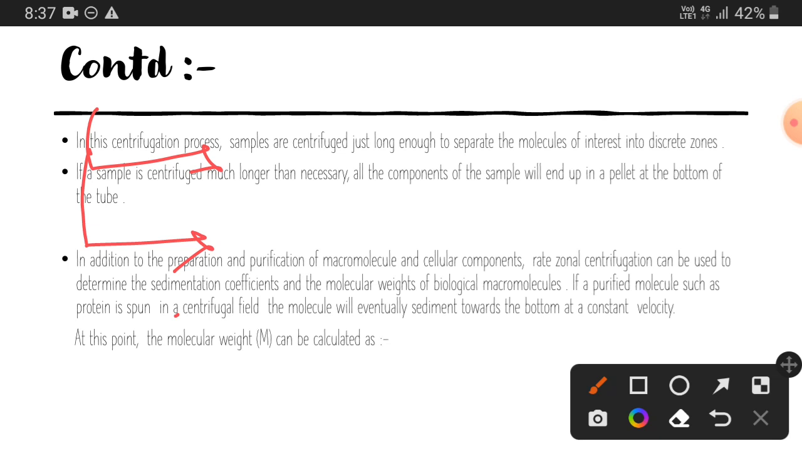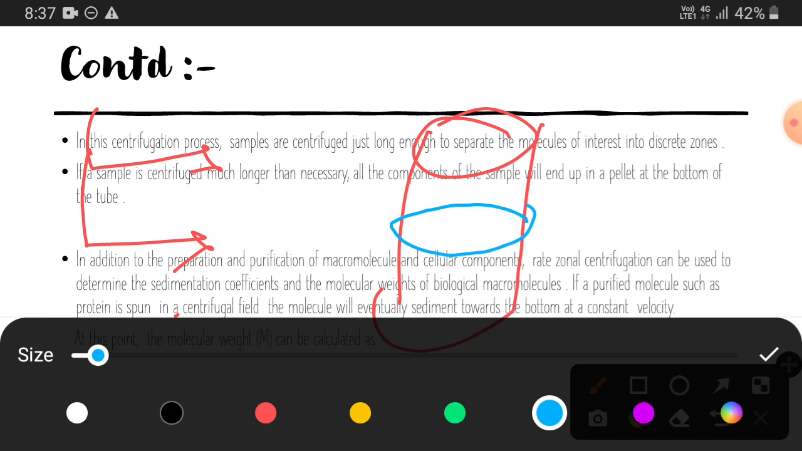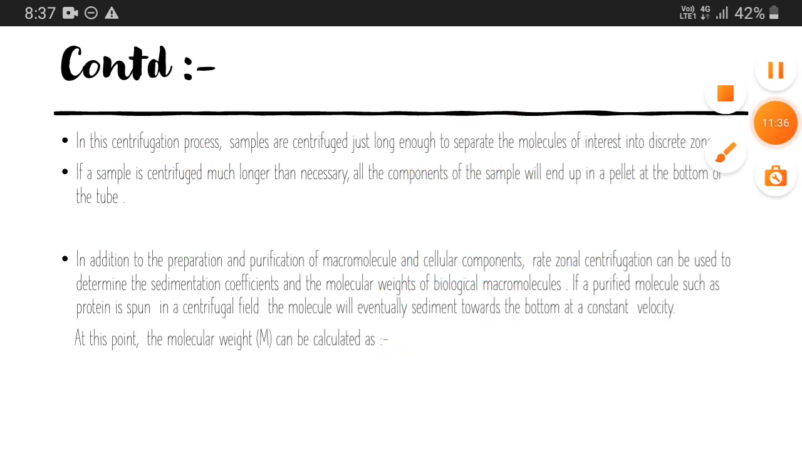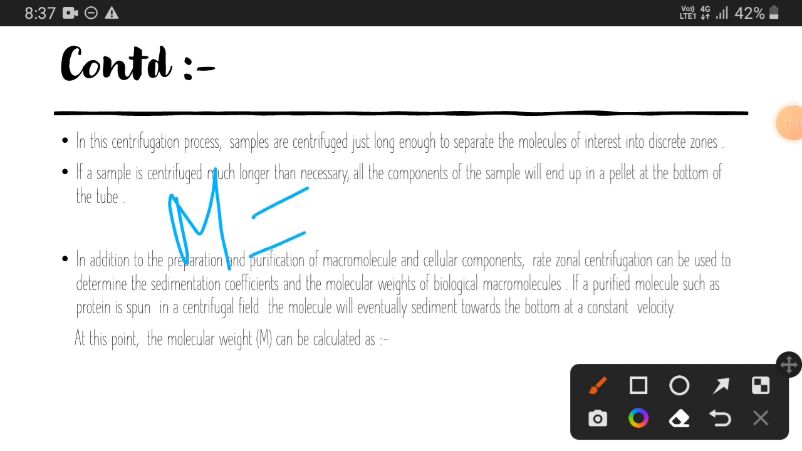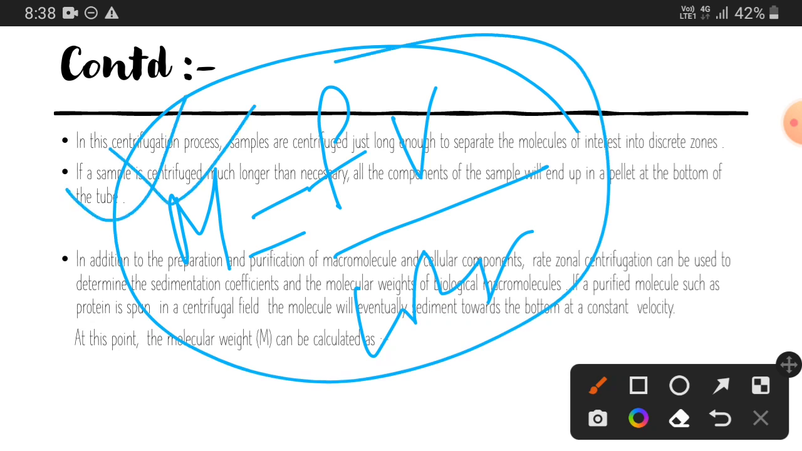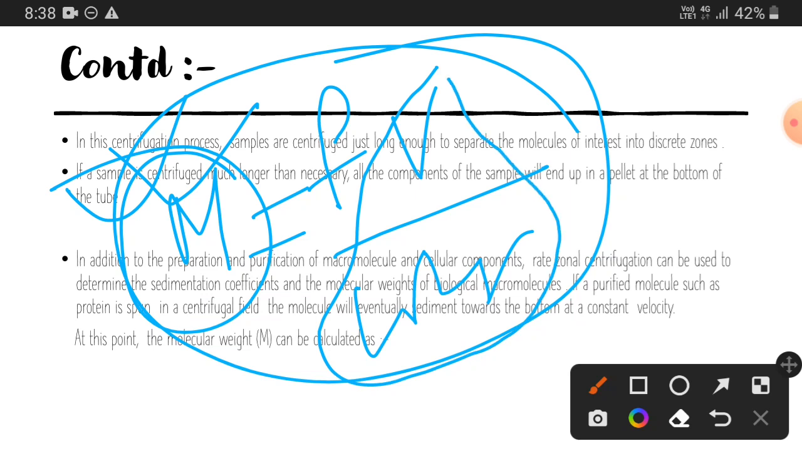Okay, let's see how. Suppose in that tube there is a purified protein and this tube is spun in a centrifugal force. That means under the centrifugal field the molecules in the tube will sediment towards the bottom of the tube at a constant velocity. So under such conditions, the molecular weight of that protein molecule sedimenting towards the bottom of the tube will be determined by the formula Fv by omega square r. Not only molecular weight, but it also gives you the sedimentation coefficient, because v by omega square r is present.